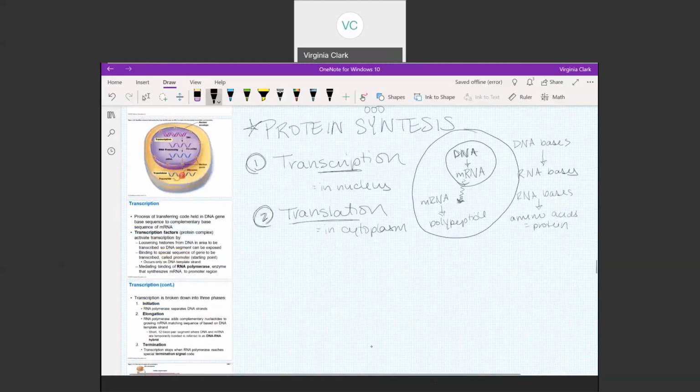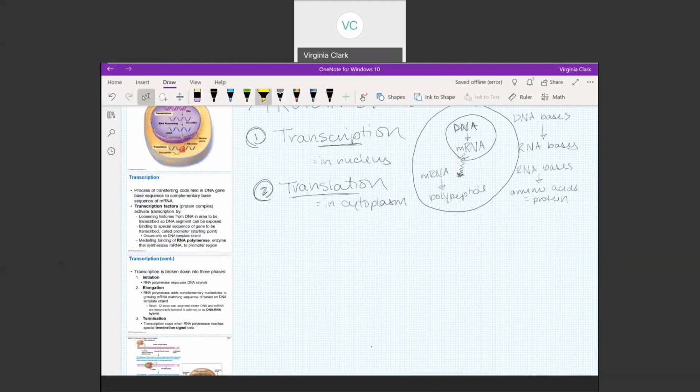Okay, so we're going to do an overview of these two processes. The first one is going to be transcription. With the process of transcription, remember we are going from DNA to mRNA, and this is going to occur in the nucleus. So the mRNA is the complementary form of the DNA. We're going to transfer the DNA to its complementary sequence of mRNA.